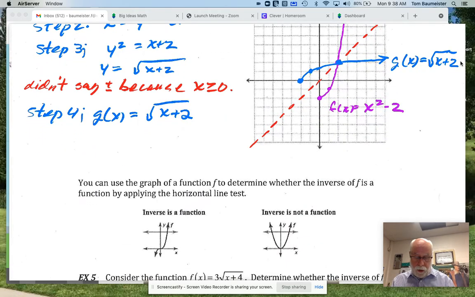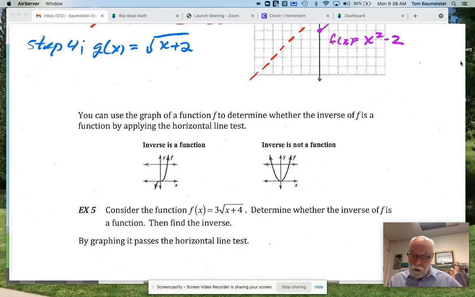All right, and our last one is you can use the graph of a function f to determine whether the inverse of f is a function by applying the horizontal line test. So what they're saying here is, you know it's a function because they drew a horizontal line and it went through the function only once, right? Remember, we know that for anything. So on this one right here, when they did the horizontal line test, well, it went through a point here and this point here, and it's only supposed to go through it once. So we know that that one is not a function.